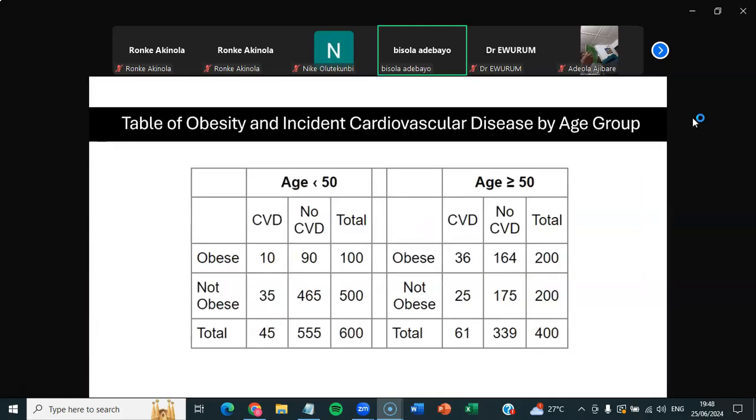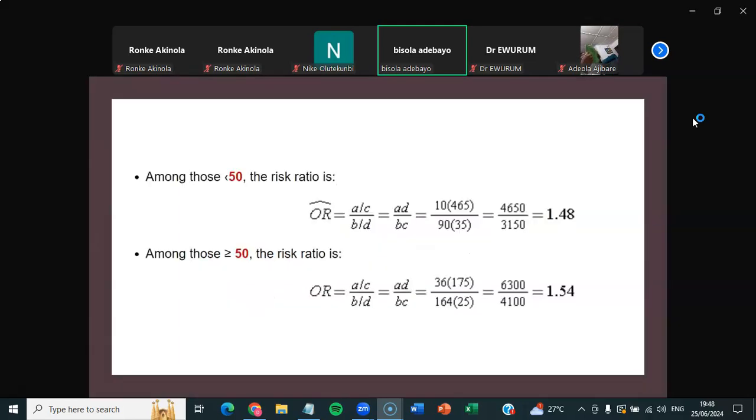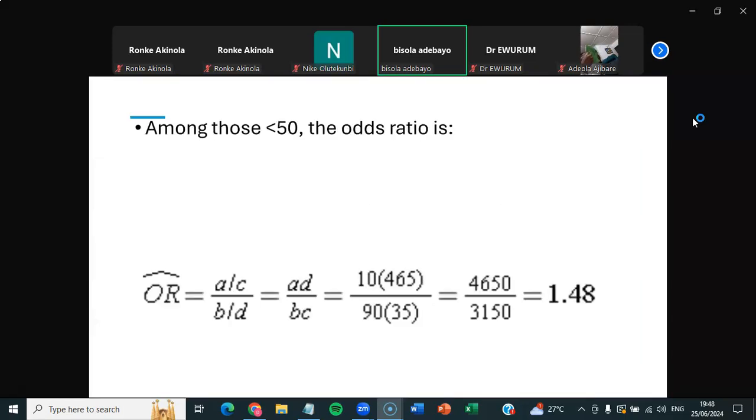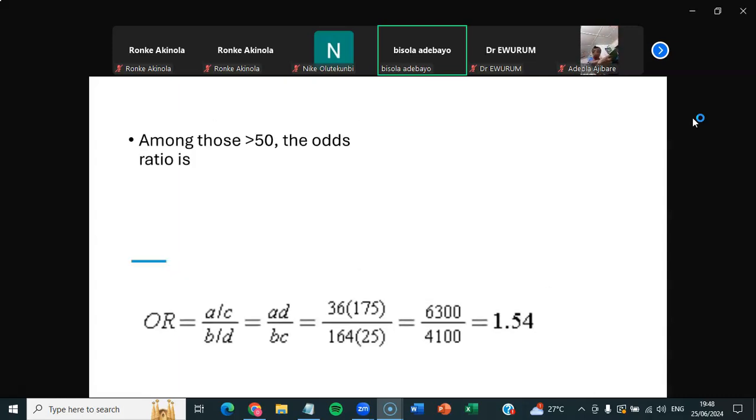And if we run this, sorry, I'm looking at time, but I'm sure we'll get the slides. If we run this, we find out that for those that are less than 50, the odds ratio, this is what we get, 1.48. And then for those that are above 50, we get 1.54.